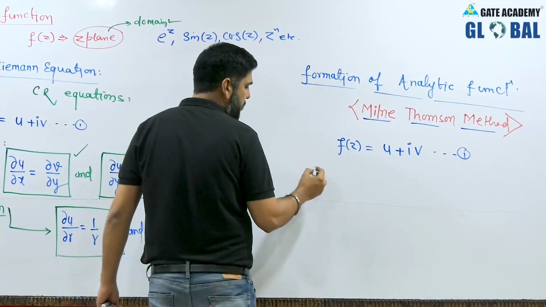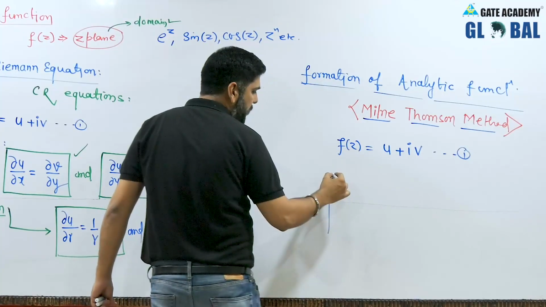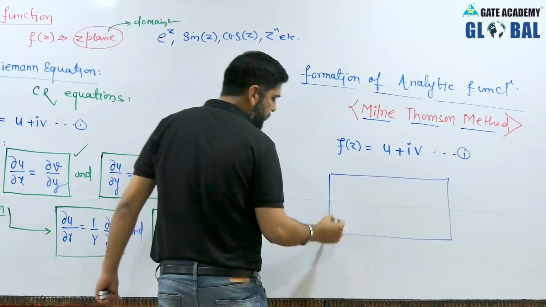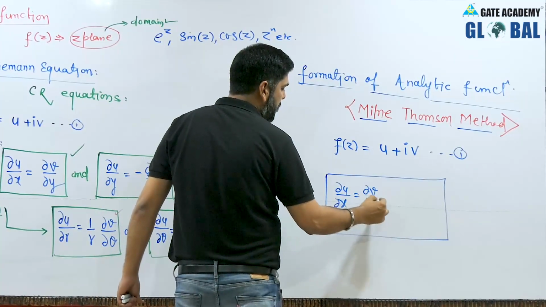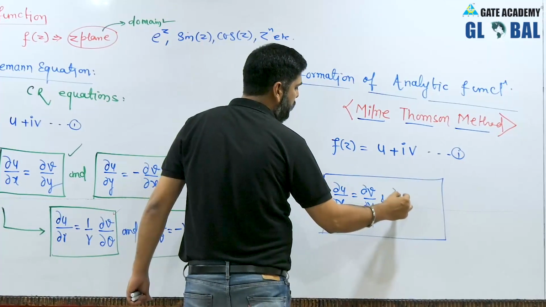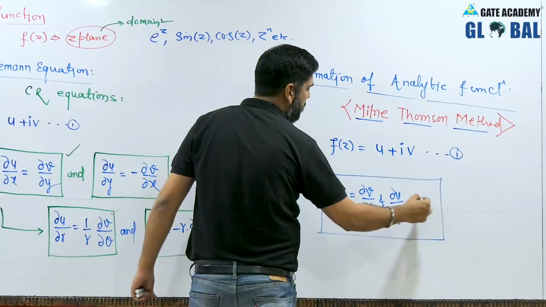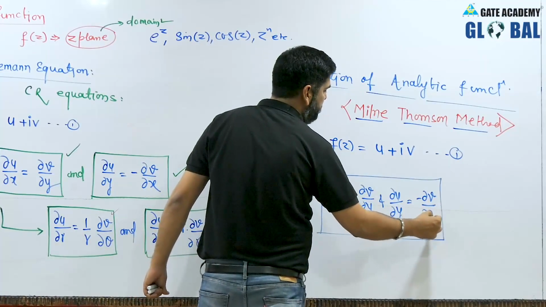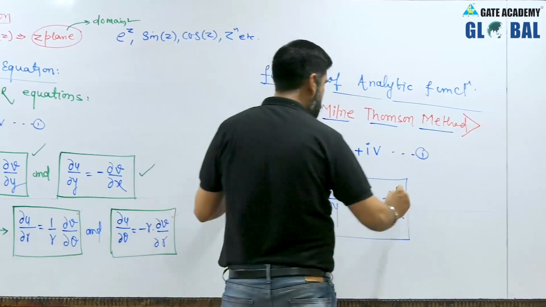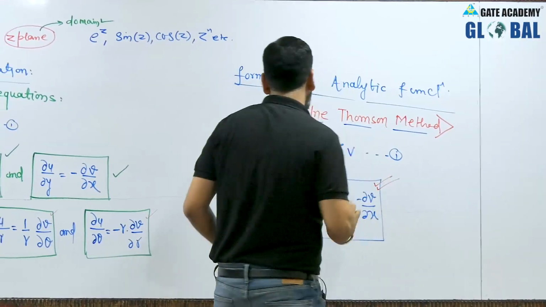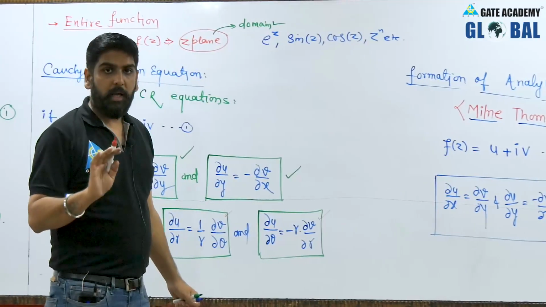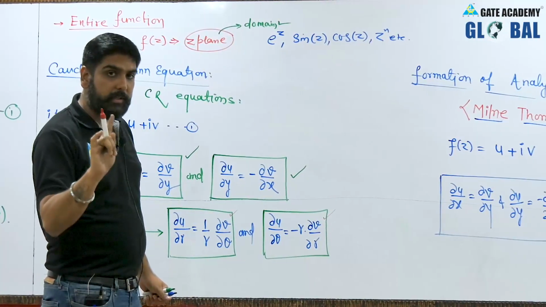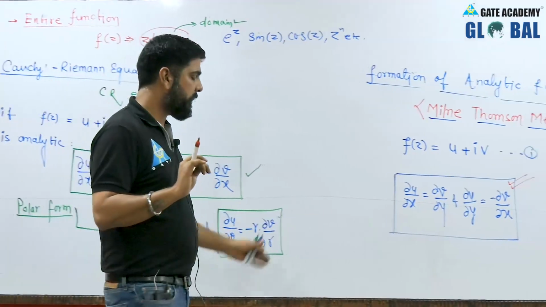So what is the CR equation? I am writing here the CR equation, fine. Del u by del x is equal to del v by del y, and del u by del y is nothing but minus del v by del x. So this is the CR equation. Now f(z) is u plus iv, an analytic function, and if it is analytic, dear students, it should satisfy this.